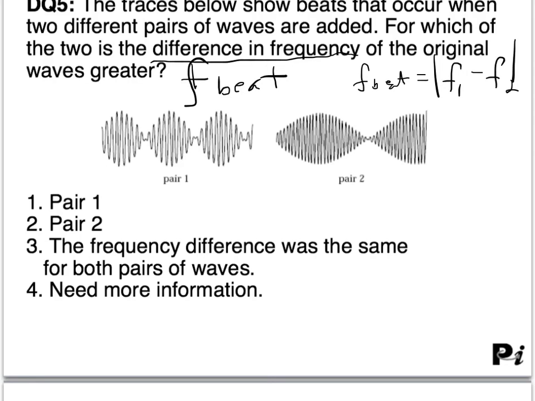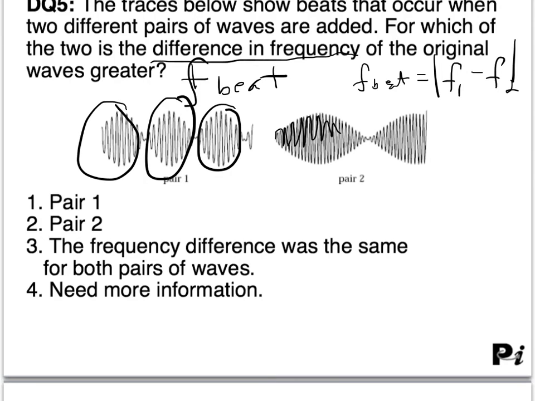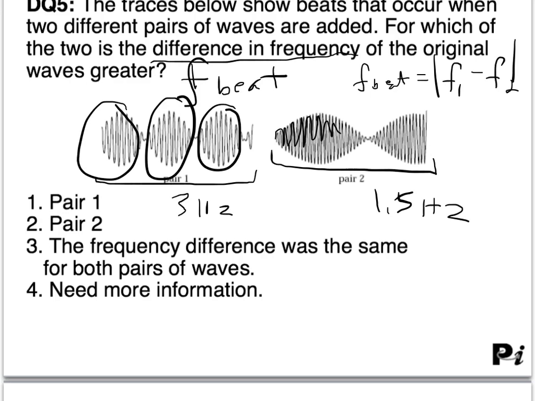Looking at this, it could be tempting if you were just doing the pictures to think, oh, I need to figure out how many of these little wavelets are happening in here. But remember, the beat frequency is the big blob-like thing. So in a given amount of time, if we assume that both of these pictures show us, say, 1 second or one given amount of time, we've got 3 beats that happen over here, and we've only got 1.5 beats that happen over here. So if these were both a 1 second picture, this would be a 3 hertz beat pattern, and this would be a 1.5 hertz beat pattern, meaning that pair 1 has the greater beat frequency, meaning that pair 1 had the greater difference in frequency.